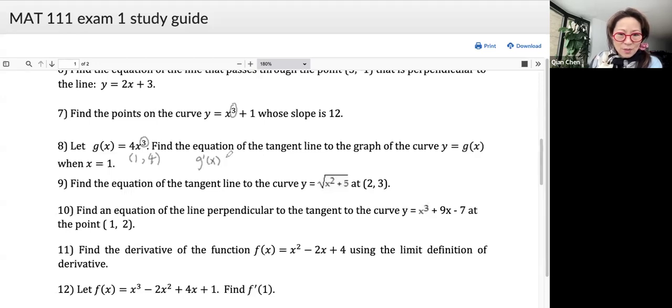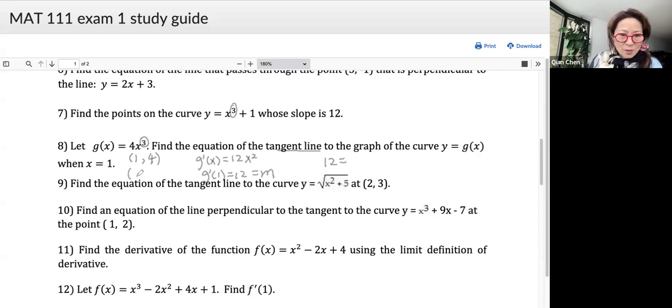So g prime of x equals 12x squared. Then we need to find g prime of 1 because we're talking about at 1. So 12 times 1 squared, which is 1, this is 12. So this is going to be the slope of the tangent line. So now the slope equals 12.